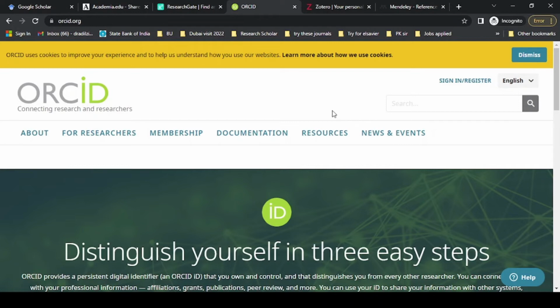Just a reminder that I'm telling you all these points for you to start your research, because without having an ORCID ID, without having a Scholar account or Academia or ResearchGate, you will not be fully equipped for research. This is the standardized method of entering into the research world.